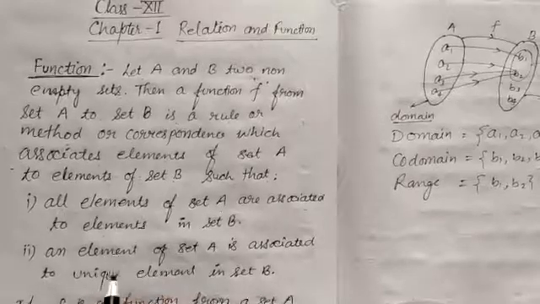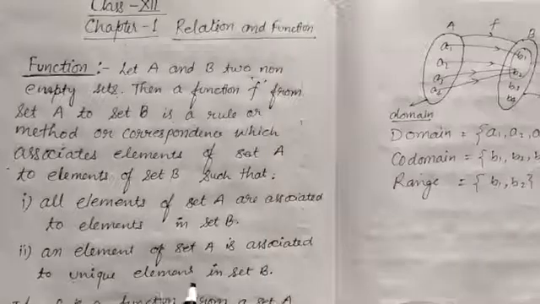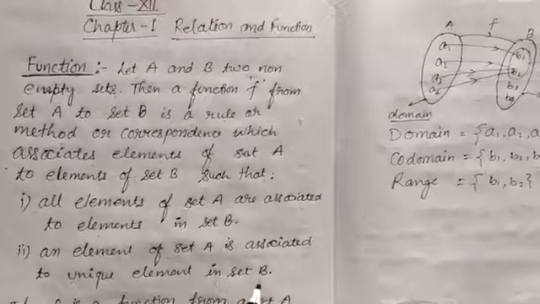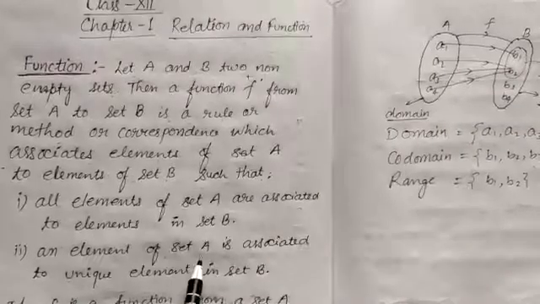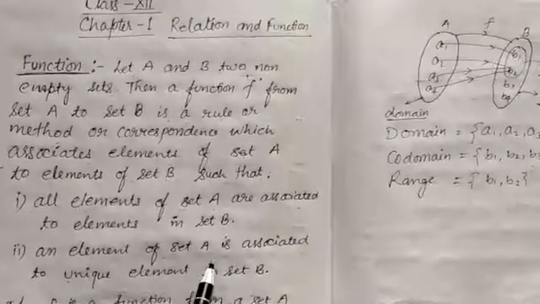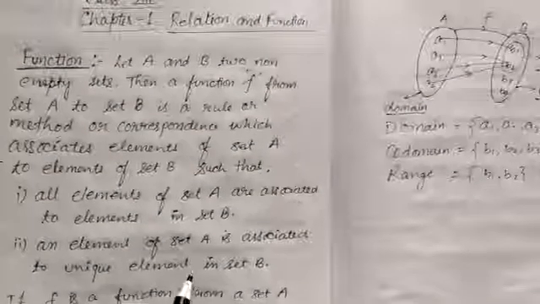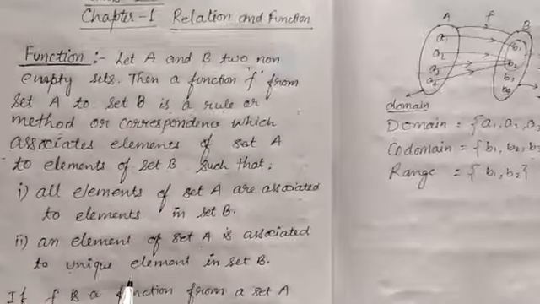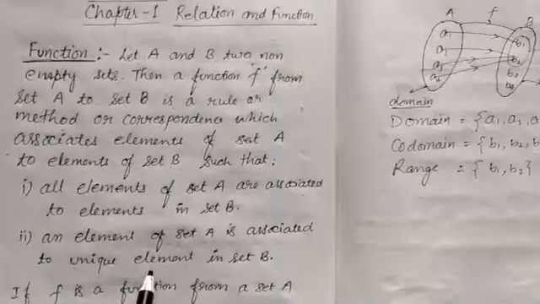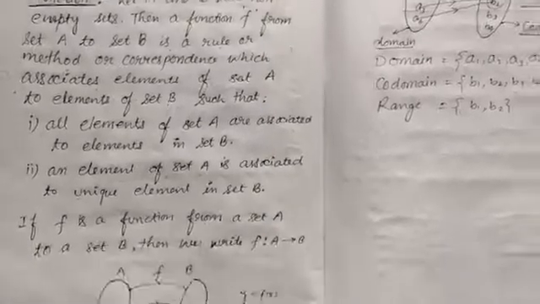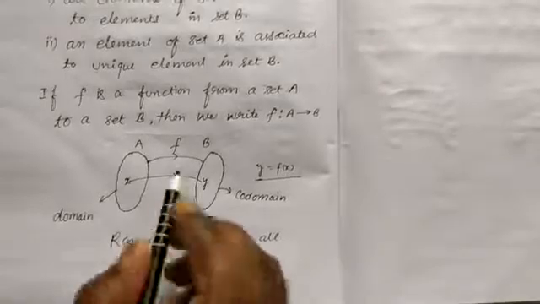The second rule is an element of set A is associated to a unique element in set B. It means every element of set A is uniquely associated with an element of set B. Every element should have a unique image in set B. You can understand it by this graphical method.